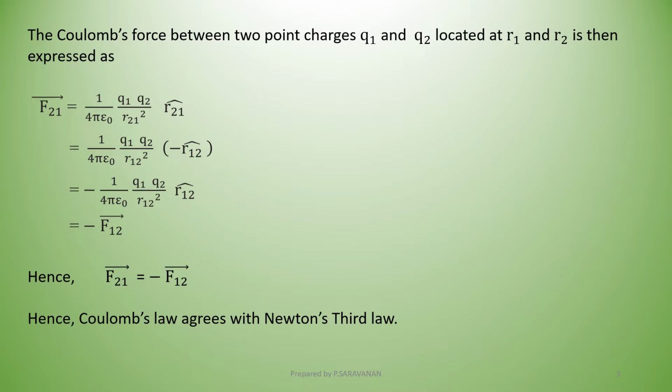Therefore, F21 vector is now equal to minus of 1 by 4 pi epsilon naught into Q1 Q2 by R square 12 into R cap 12, which is otherwise equal to negative of vector F12. Hence, it is proved that vector F21 is equal to minus of vector F12. Hence, Coulomb's law agrees with Newton's third law.